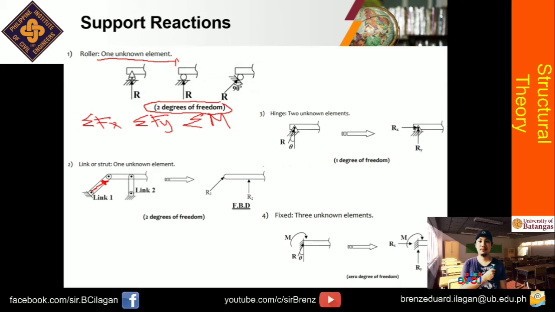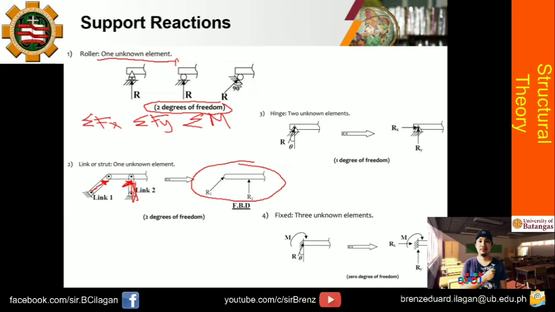Kung nag-drawing ka ng free body diagram, ganito yung magiging pataas. So ganito lang yung kakalabasan. Ganun. So again, gaya nung kanina, so that is 2 degrees. So since 1 lang yung reaction niya and the available equation, tatlo, 3 minus 1, 2.